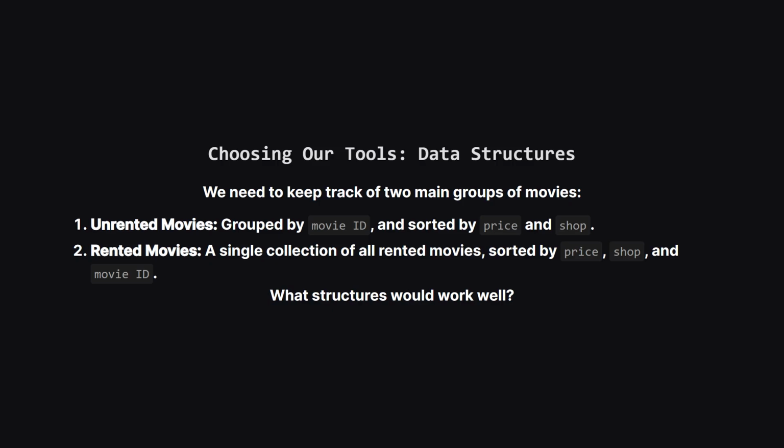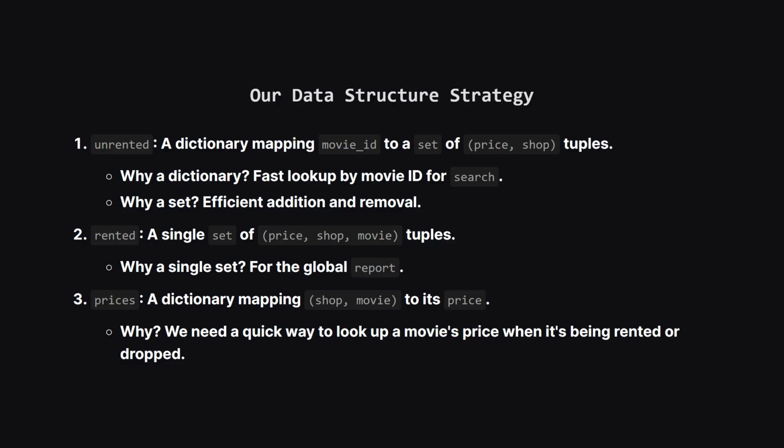We clearly need to separate our data into two buckets: what's available and what's rented. For the available or unrented movies, it makes sense to group them by movie ID. This will make the search function much faster. For the rented movies, we just need one big collection, since the report function looks at everything. Here's the plan. We'll use three main data structures.